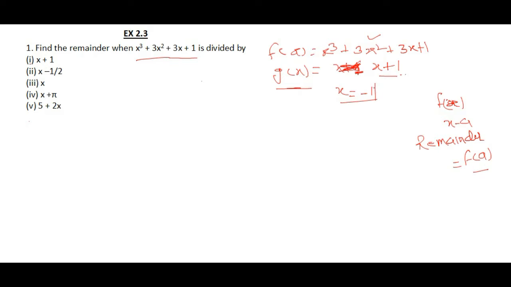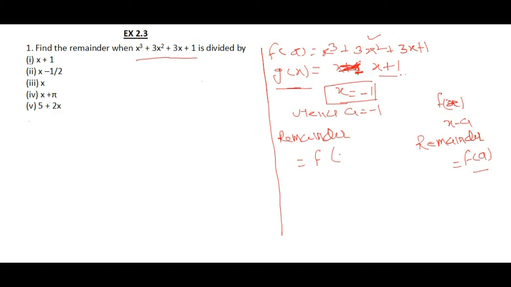The zero of this polynomial is x equal to minus 1. This is the zero of g of x. So hence a is equal to minus 1. Okay. Now the remainder will be equal to f of a. f of a means f of minus 1. Let's find f of minus 1.